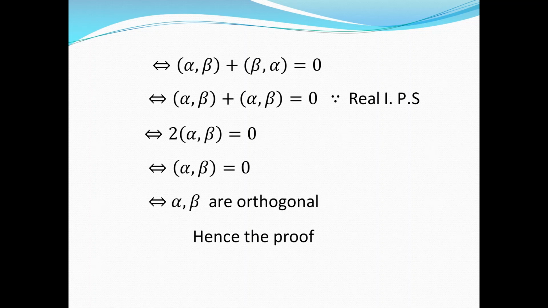Alpha, beta are real vectors in an inner product space. If and only if 2 into the inner product of alpha, beta is equal to 0. Since 2 is not equal to 0, if and only if the inner product of alpha, beta is equal to 0, and if and only if alpha, beta are orthogonal.